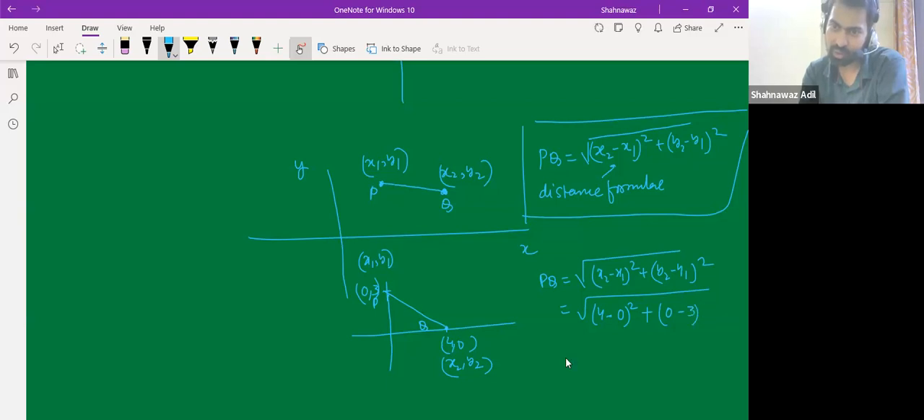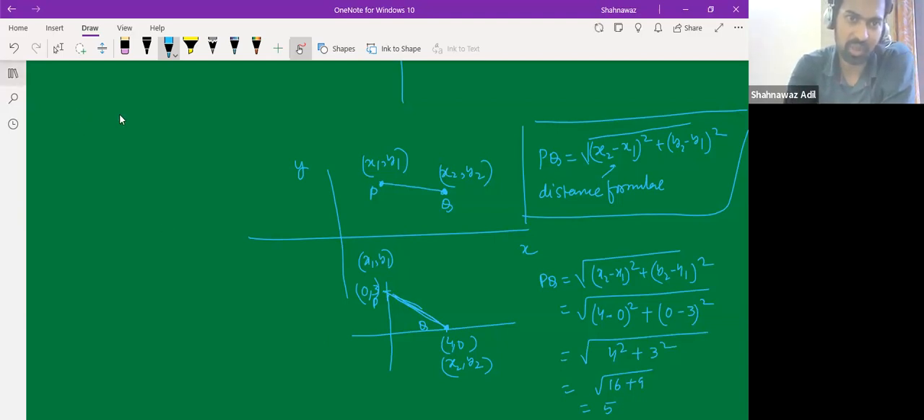Yes. So this would be 4 square plus 3 square, so 16 plus 9, so this would be 5. This would be the distance between these 2 points. Is that clear to you? Okay. So this was about the distance formula. Now let us come back to this question.